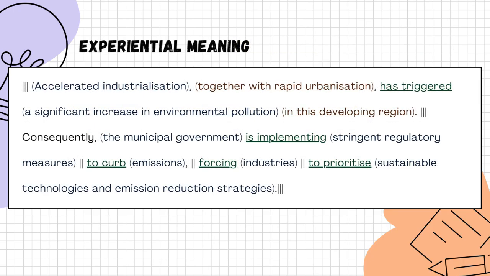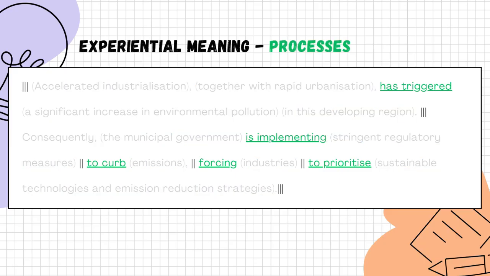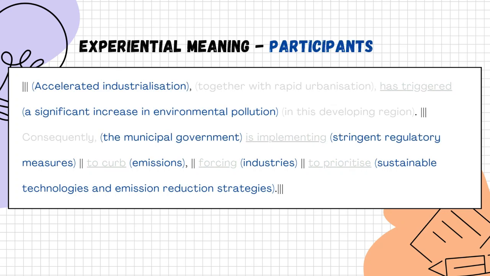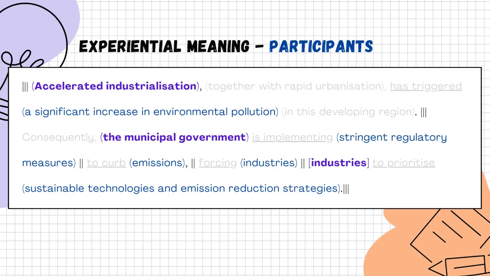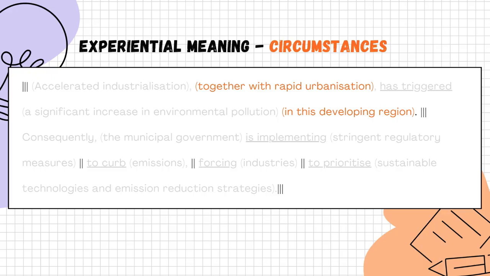Now let's look through our experiential meaning lens. There are 5 main processes: triggering, implementing, curbing, forcing, and prioritizing. These are all of the things participating in those processes in some way, but there are only 3 actors doing those processes: industrialization, municipal government, and industries. The 2 circumstances show us what else is involved, but also where the experience is occurring.